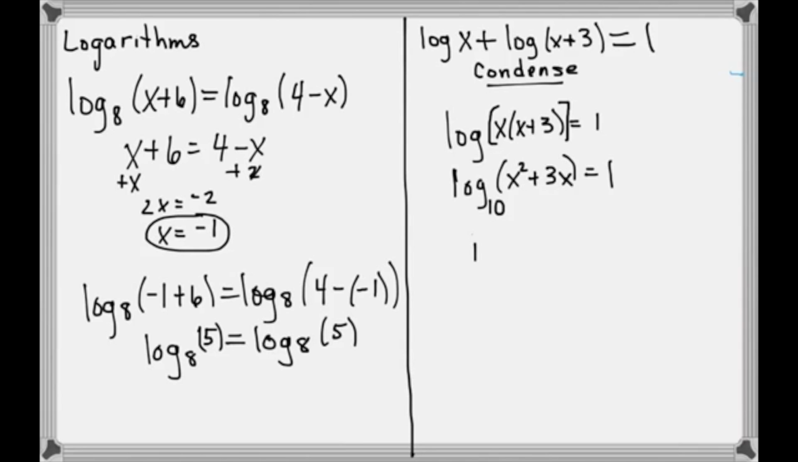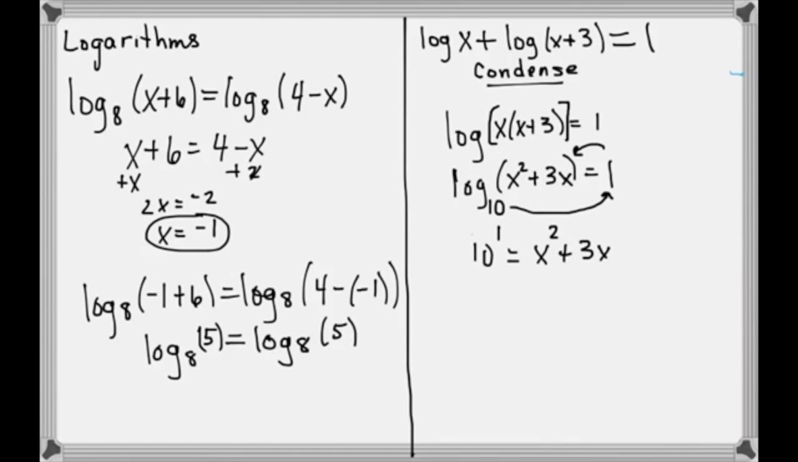If I convert it to exponential, what do I get? X squared plus 3x equals what? 1. I take 10, I raise it to the other side power, which is just 1. So I'm going to get 10 to the first power equals x squared plus 3x. Does that make sense?